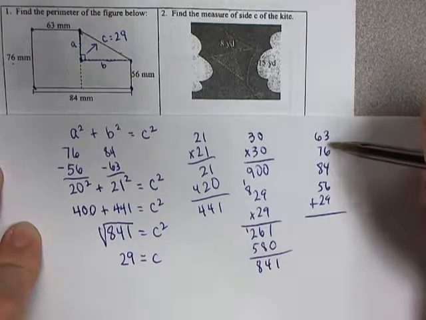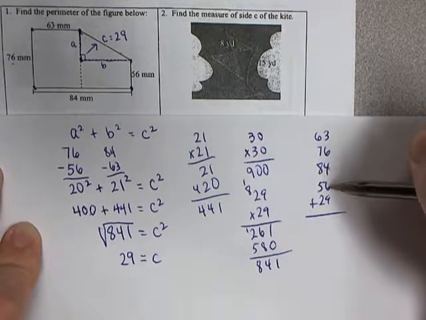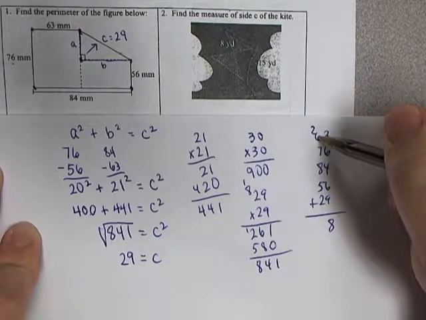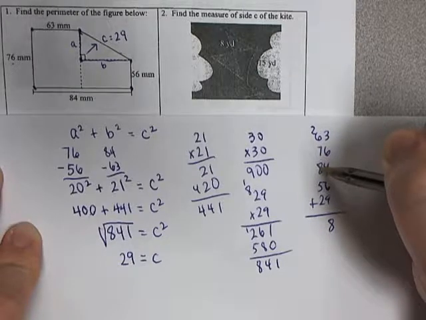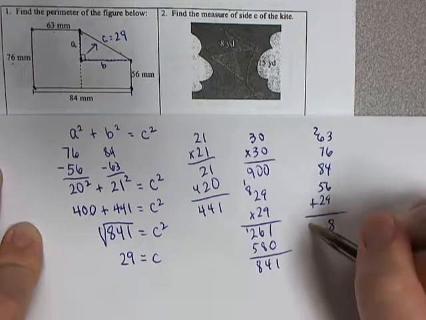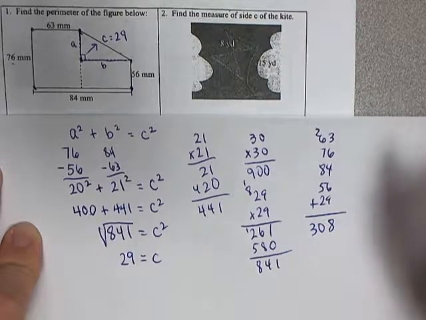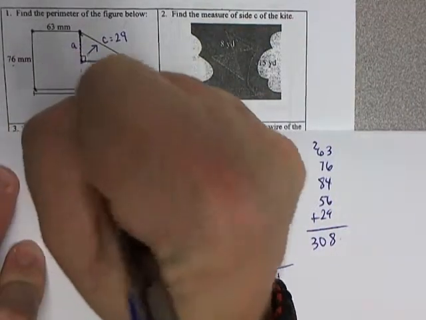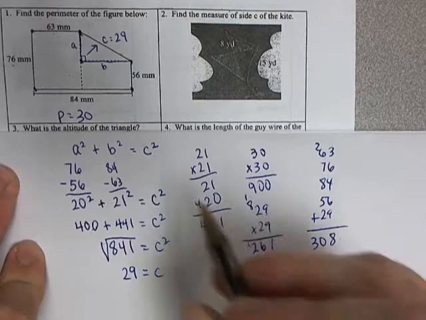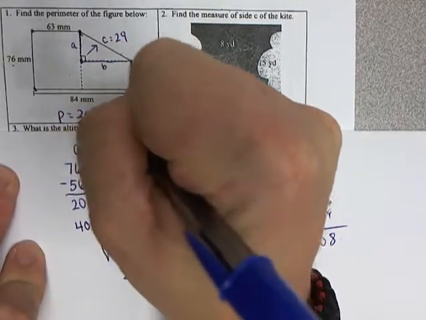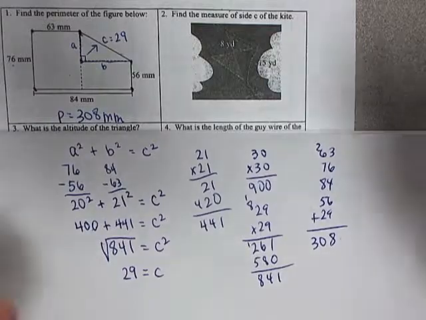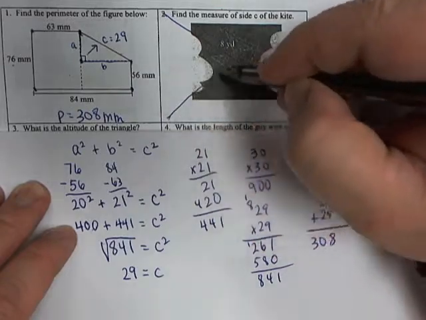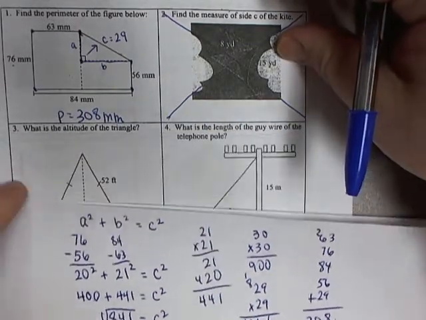Now let's add those. 9, 13, 19, 28, 2 plus 6 is 8, 15, 23, 28, 30. So the perimeter is 308, so P equals 308 millimeters is our answer to problem 1. Let's skip problem 2, put an X in that box. The copier didn't do a good job copying that problem, so let's move on to problem 3.